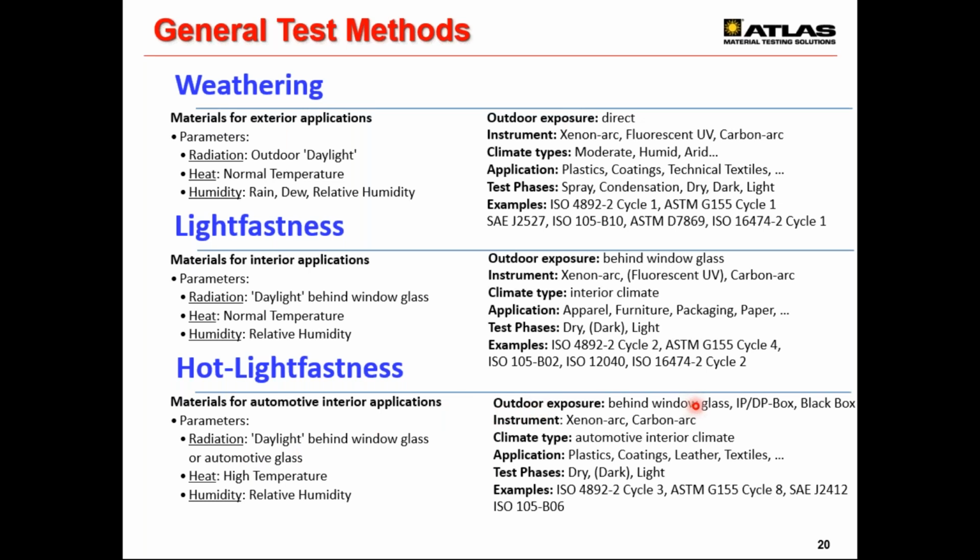For outdoor exposures, we have behind window glass, we have IPDP boxes, which are called IPDP because it's designed for instrument panels and door panels. We also have black box exposures. Primarily, the instrument types that are used are xenon arc and carbon arc. There are still some fluorescent UV standards specified. Again, simulating the automotive interior environment, used for plastics, coatings, leather, and textiles. Typically dry and light cycles. And here are some examples of some of the more popular industry standards which contain hot light fastness cycles.